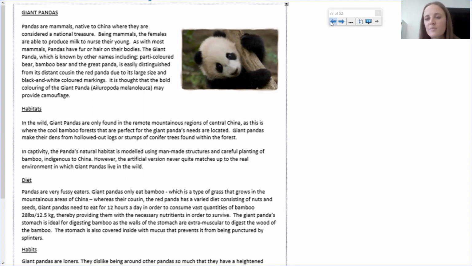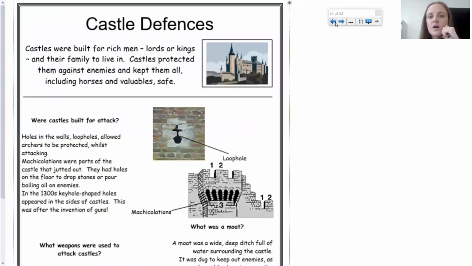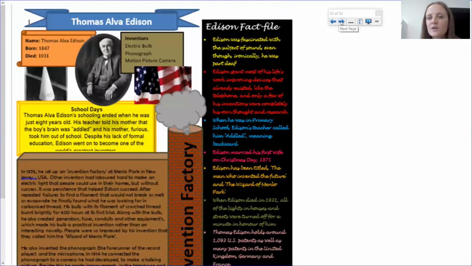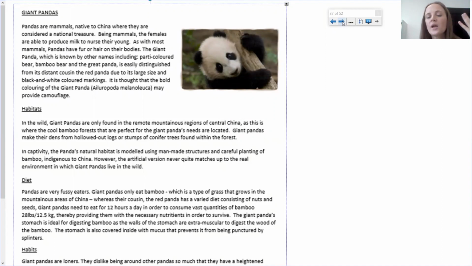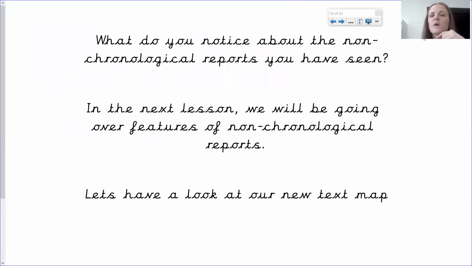So this one was obviously about pandas. This one is about castle defenses. This one is about Thomas Edison. They are all giving you more information about that subject. So, like we've mentioned, I want you to think, what did you notice about the non-chronological reports that you've seen? In the next lesson, we're going to go over the features of a non-chronological report.